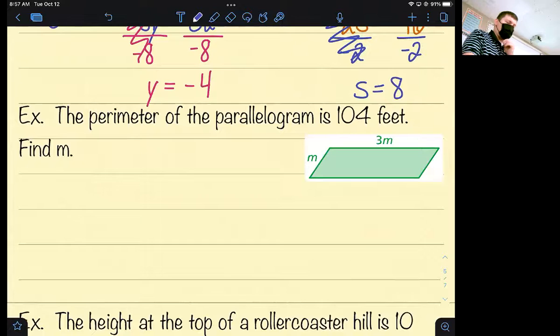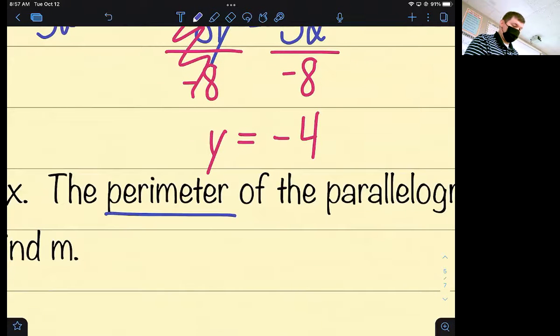The perimeter of a parallelogram is 104 feet. Find M. Okay. Interesting one. What does perimeter mean? Bryce? That's right. Perimeter is the distance around a shape. And to find the distance around the shape, we are going to add all the sides together.